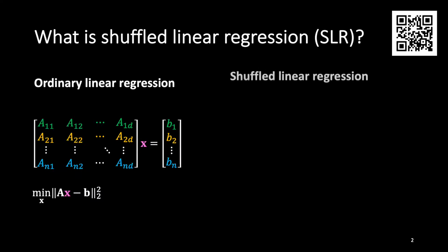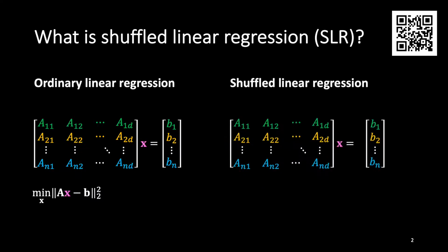On the other hand, in the shuffled linear regression problem, we consider the condition where the data undergoes an unknown permutation, like this. And therefore, apart from the regression variable x itself, we also desire to recover the matches between the data, which we characterize by the matrix P and call it the correspondences matrix. Then the objective function looks like this.